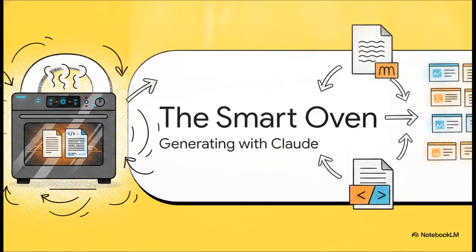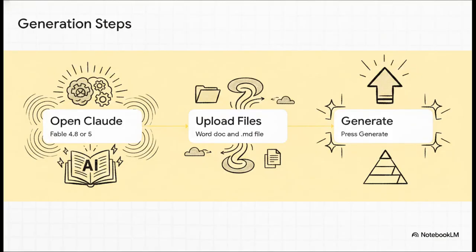Moving right along to the fun part, phase 2, the smart oven, generating with Claude. This is where the magic happens, and the process honestly could not be simpler. Step 1. Log into Claude. We highly recommend using either Claude Fable 4.8 or the newer Claude 5. Step 2. Upload both of your ingredients, the Word document and that .md instruction file, at the exact same time right into the chat box. Step 3. Just press Generate. That is it.